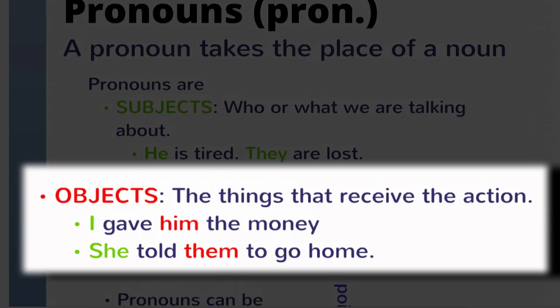There are also object pronouns. Object pronouns are the things that receive the action, or in some cases the description. For example, I gave him the money, and she told them to go home. In both of these sentences, in the first one, him is the object pronoun, and them is the object pronoun. Also, you'll notice in these sentences that I and she are subject pronouns. So a sentence can have more than one type of pronoun in it.